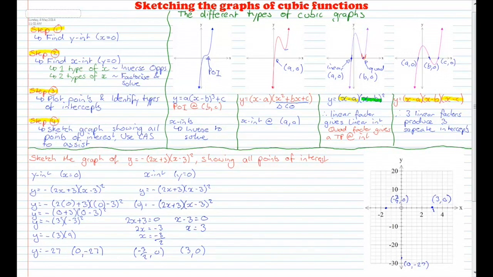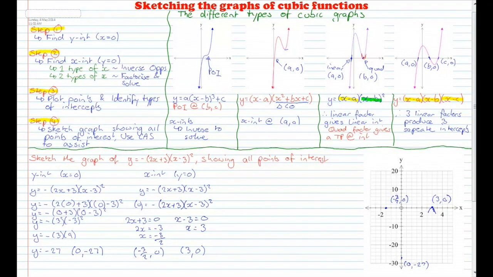What I also know is when I look at this equation, I've got a linear factor and a quadratic factor, because this here, x minus 3 squared, means that it's actually a quadratic factor because of this square part here. So what it means by this quadratic factor is that it's actually going to be a turning point at the x minus 3. So it's not actually going to go through, it's just going to go up, touch on the line, and then come down like so.